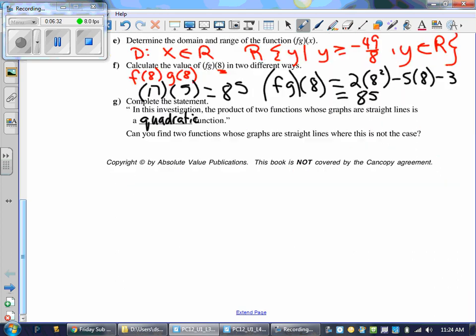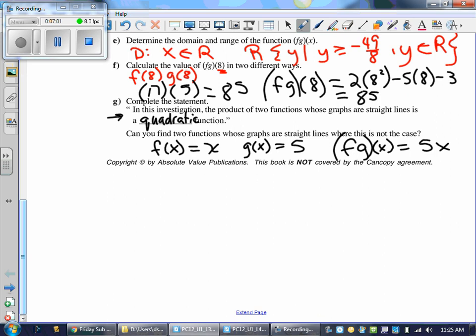Yes, there is one. How about if we chose f of x just to be x, and how about g of x to be just a constant like 5? Now when you times them together, you just get 5x, which is just linear. So we found something true in this investigation, but there is a case whenever you have a constant function like that, it won't be linear. Or I mean, sorry, the multiplication of the two functions will not be quadratic. All right, let's go on.